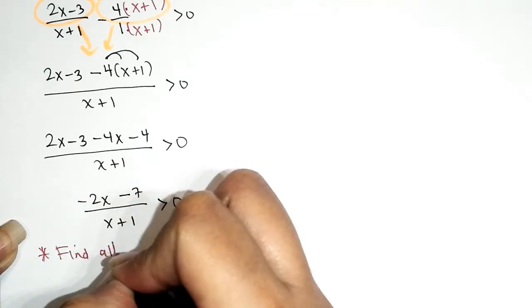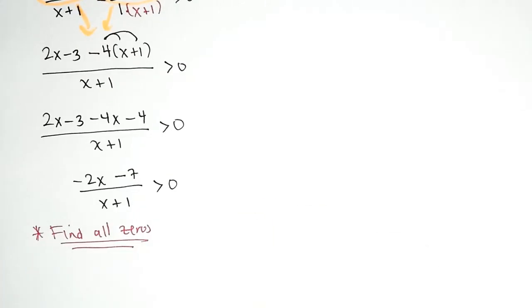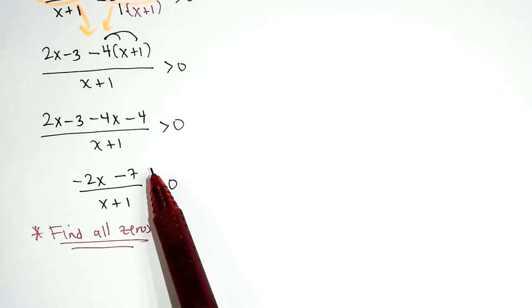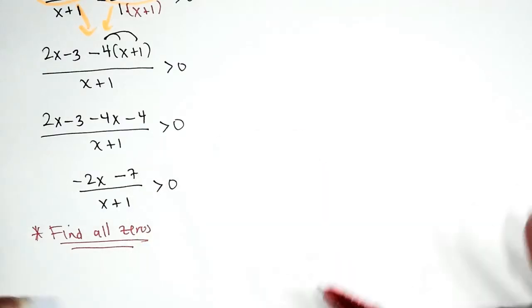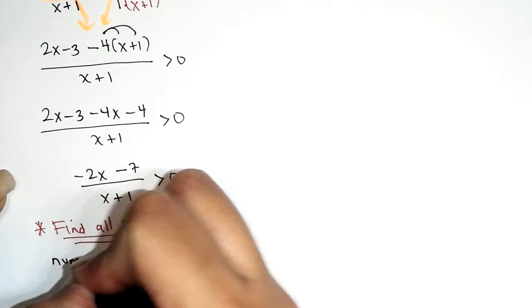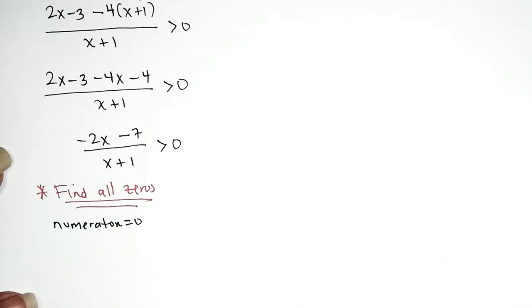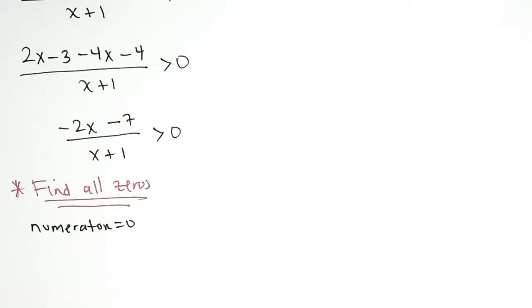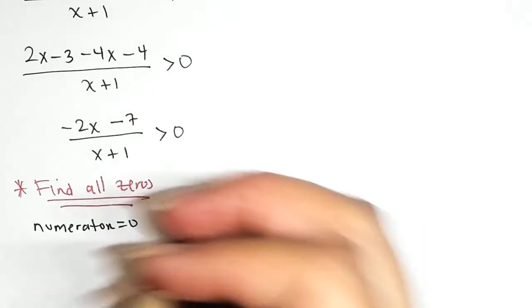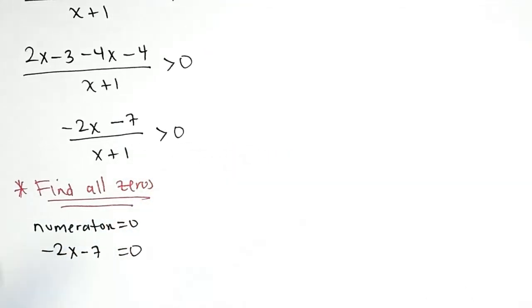Find all zeros. Okay, because we have a rational inequality, the zeros are given by zeros of the numerator and zeros of the denominator. So we want to know what makes the numerator equal to 0. What makes the numerator a 0? If we want to know what makes the numerator a 0, we got to take that numerator and set that equal to 0. Okay, fantastic.